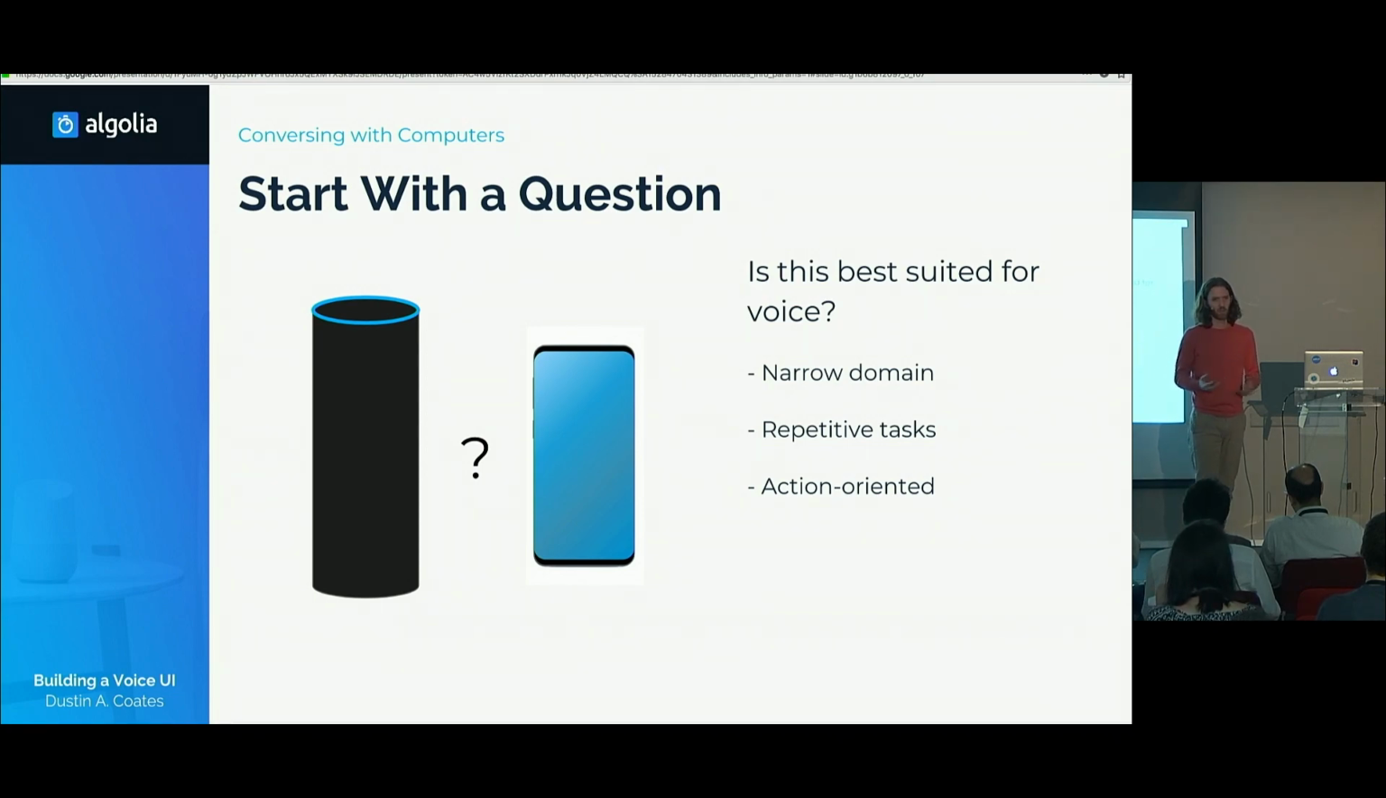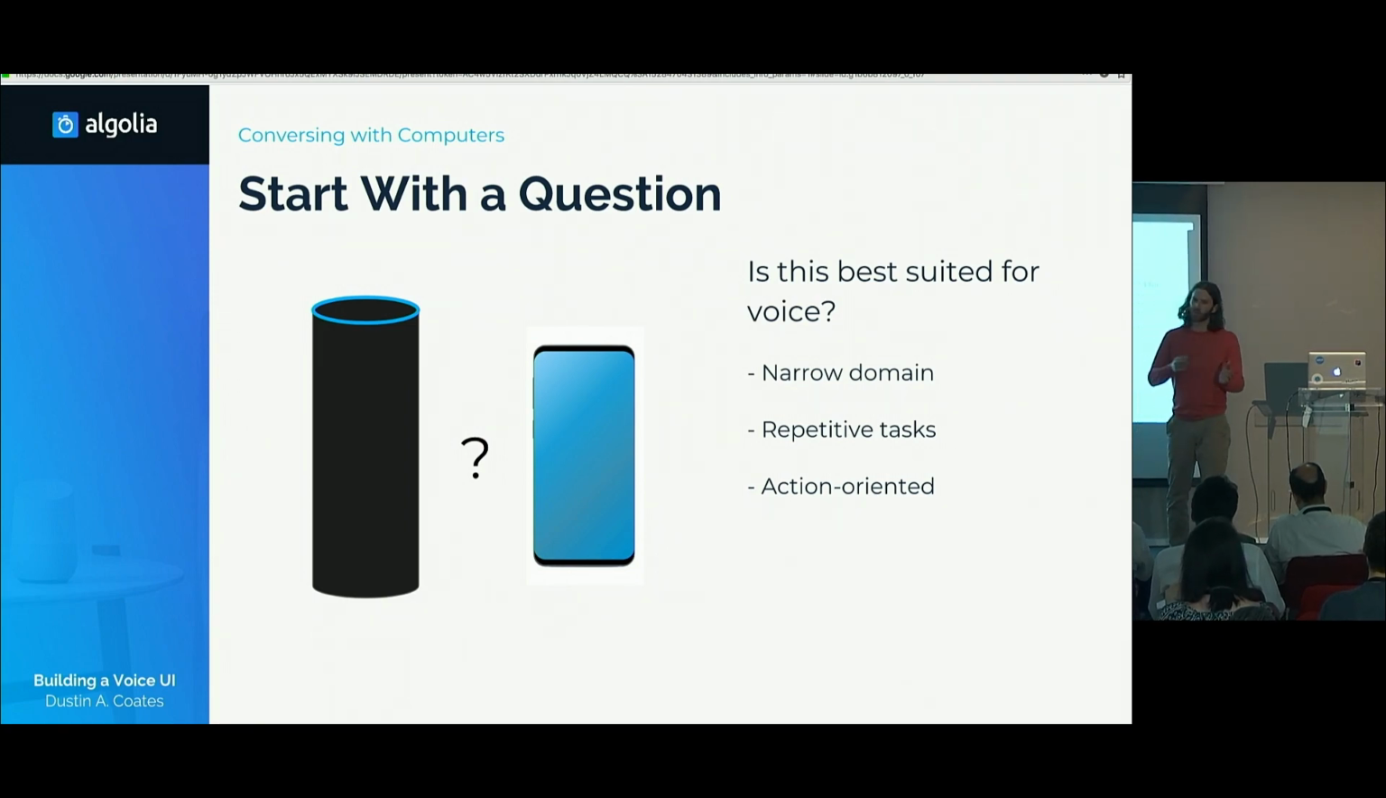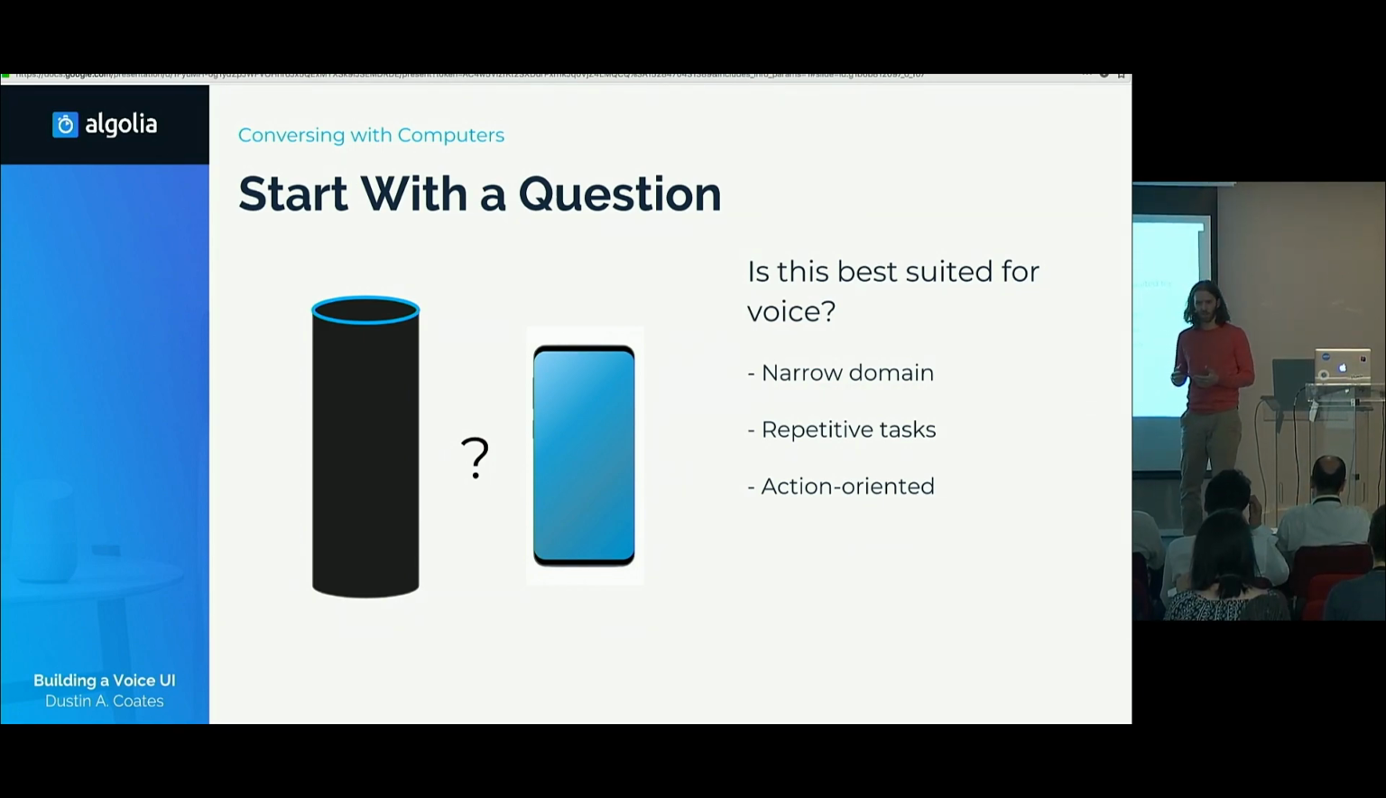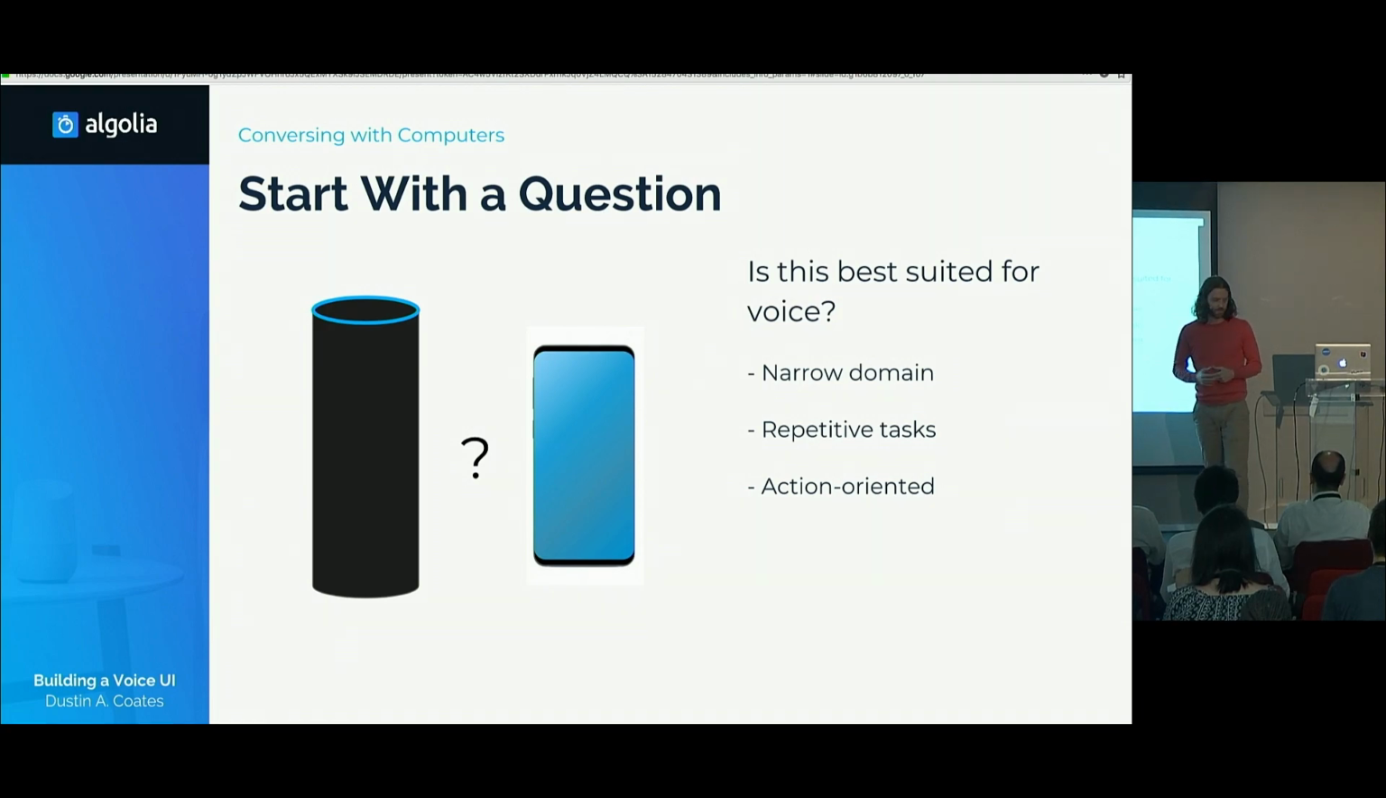Repetitive tasks work really well also. Things like ordering a pizza if you've already ordered that kind of pizza before, or asking for the weather, or ordering a car on Uber when they already have your credit card number. If there's a lot of information that needs to be passed back and forth, that may be better suited to mobile or to web, because it's difficult sometimes to pass that information back and forth, even between humans.